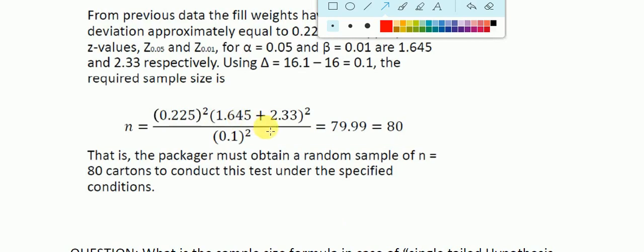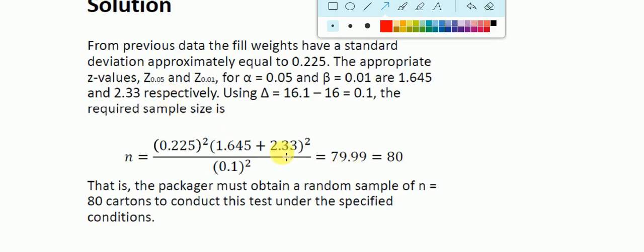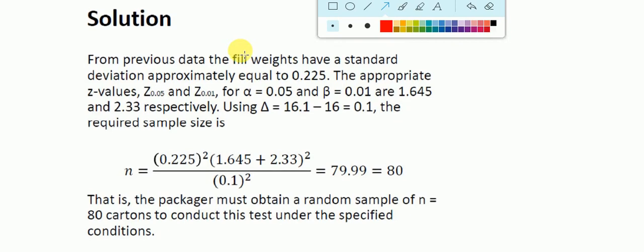We'll have to plug in those values. We'll have to realize that z alpha and z beta are to be calculated individually. Do not forget to subtract 0.05 from 0.5 before you look it up in the z table. Okay, so here we have the value 79.99. Always remember, we round it off to the next figure, and here we have a final sample size, which is 80. That is, Baxter must obtain a random sample of n equal to 80 cartons to conduct this test under specified conditions. So alhamdulillah, we have understood how we calculate sample size for a single-sided or single-tailed hypothesis testing.